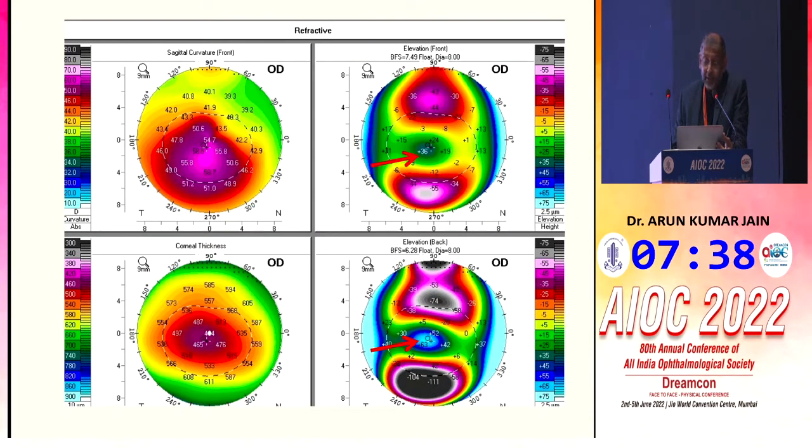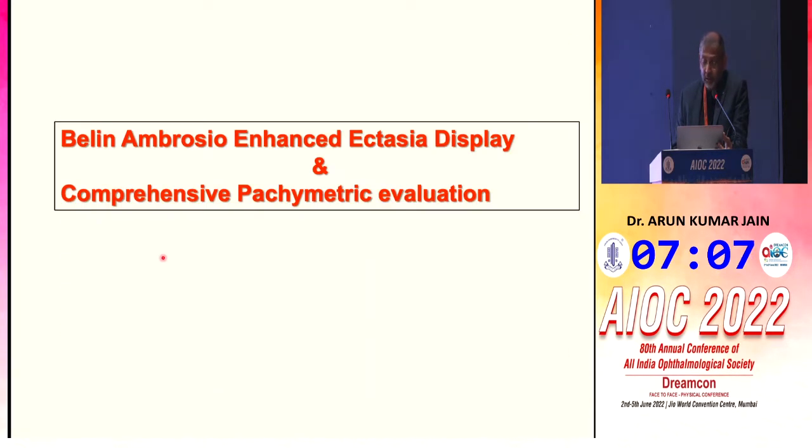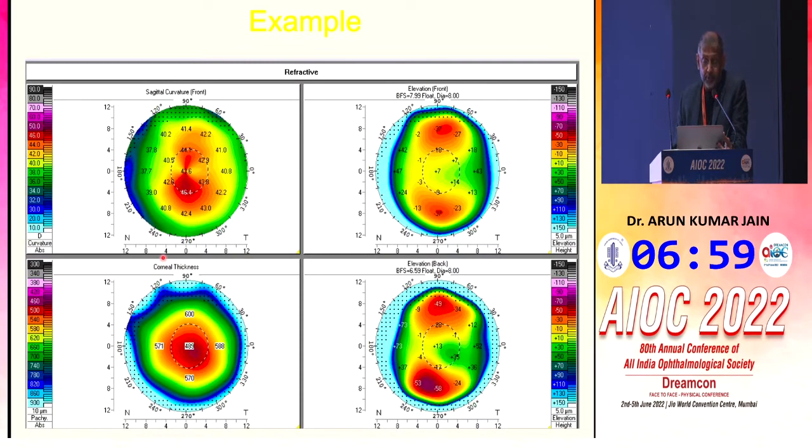And this is the other eye of the same patient. This is the left eye and this is the right eye. The anterior sagittal map shows a K reading of 58, and there is a front elevation of plus 36 micron, and posterior elevation is much more, more than 20. So this is an overt case of keratoconus, but sometimes when the findings are subtle, we have to look at the Belin-Ambrosio enhanced ectasia display and the comprehensive pachymetric progression.